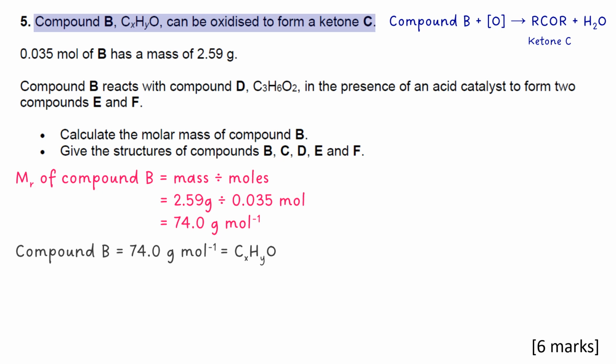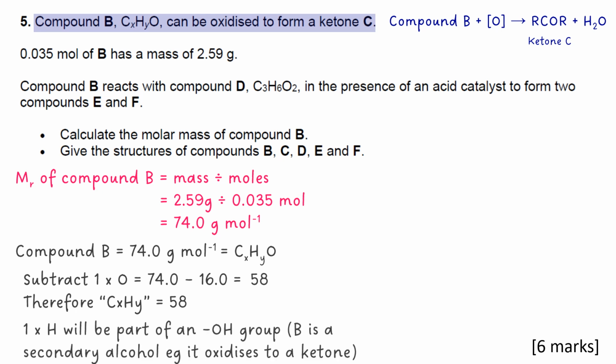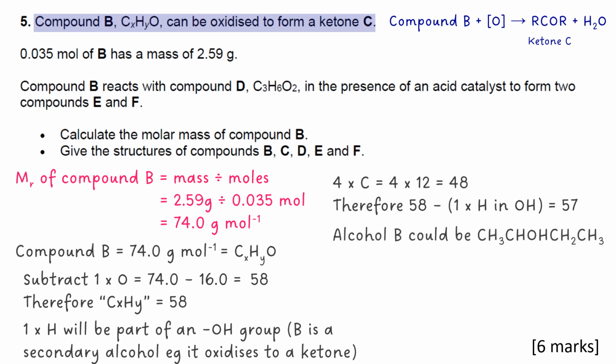It also has to fit into CxHyO. So taking the oxygen away from 74.0 gives you 58. So the CxHy part adds up to 58. Like we said, B is a secondary alcohol, therefore it oxidizes to a ketone. So one of the hydrogens will be part of a hydroxyl group. That leaves us with 57. So let's see how many carbons can fit into that. I'm going to start with 4 carbons, which adds up to 48, because I've got to leave a little bit of room for my hydrogens as well. So that gives me possibly butan-2-ol.